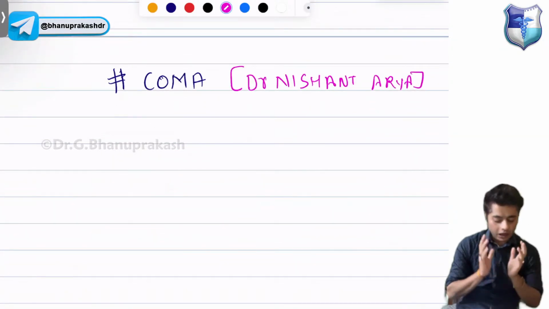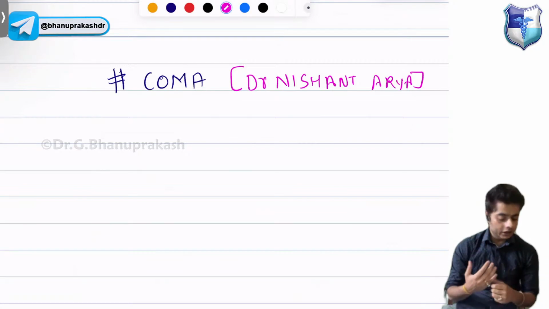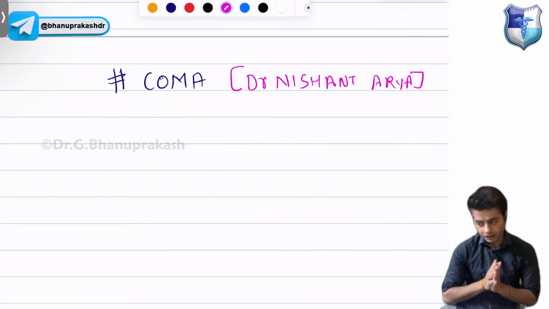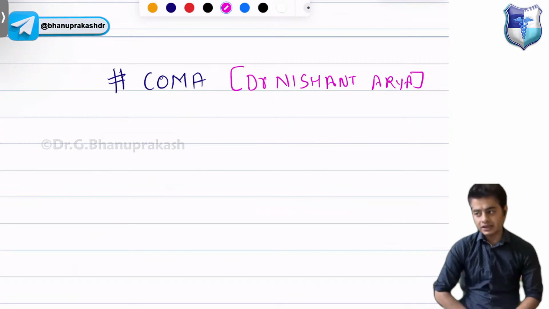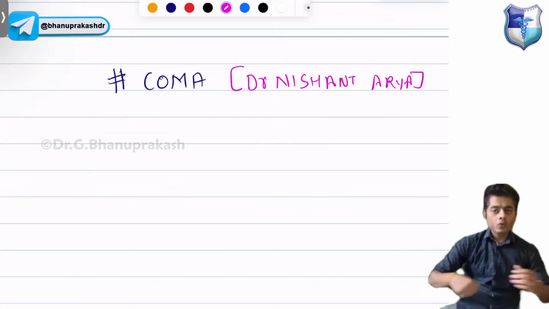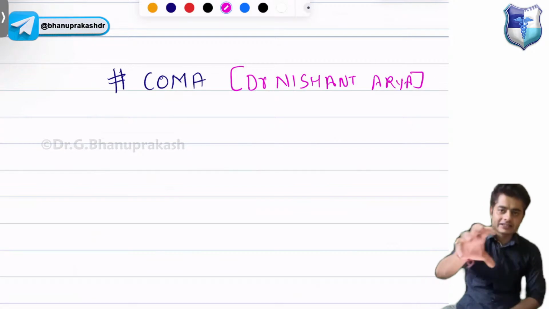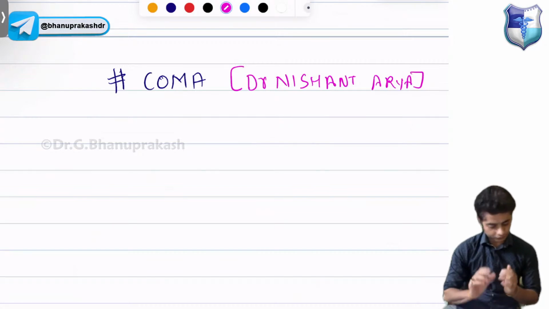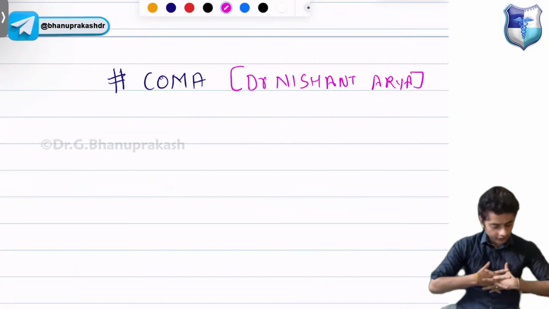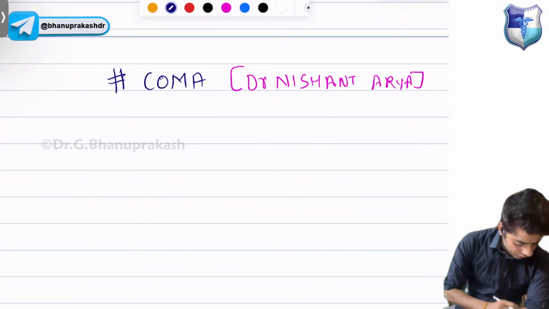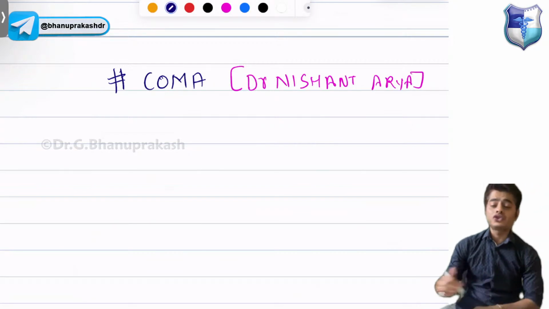So can anyone tell me how do you define coma? What have you learnt about coma in your MBBS year? Anyone can just tell me what do you think when someone says that this patient is in coma? Anyone? Okay. So, Harshita is saying it's the loss of consciousness.